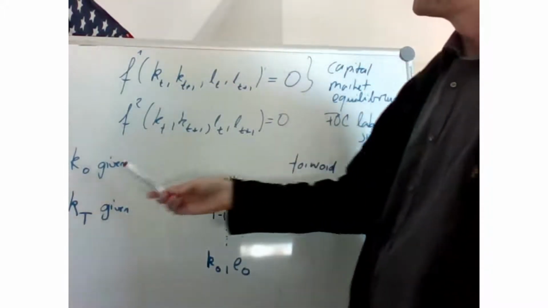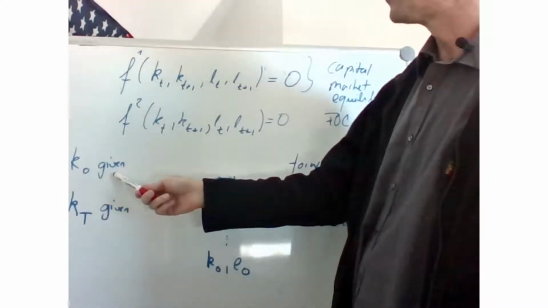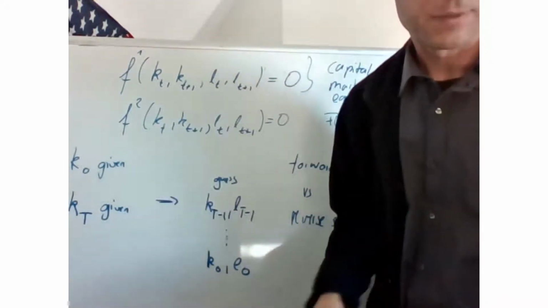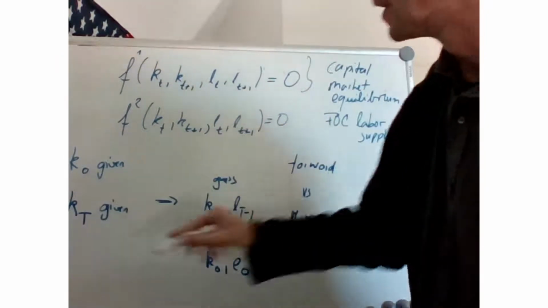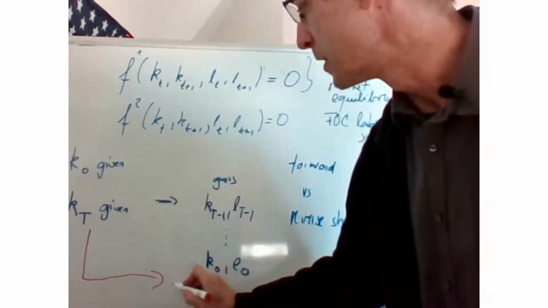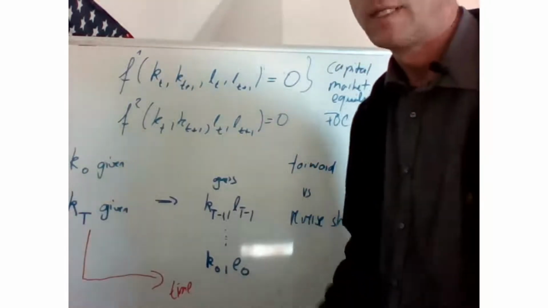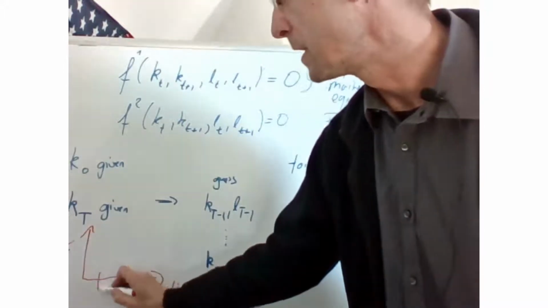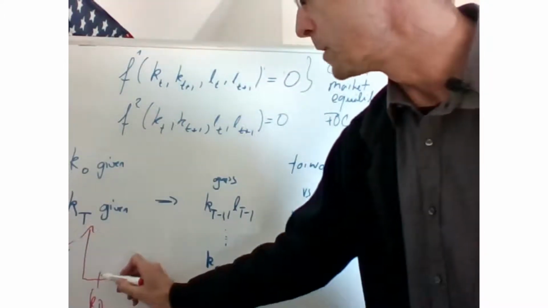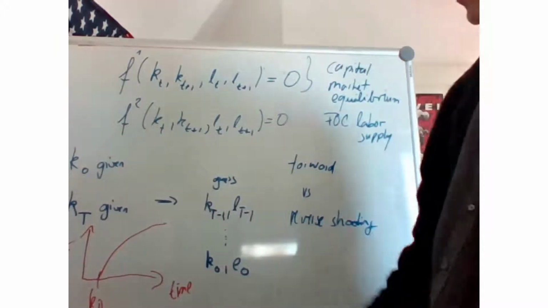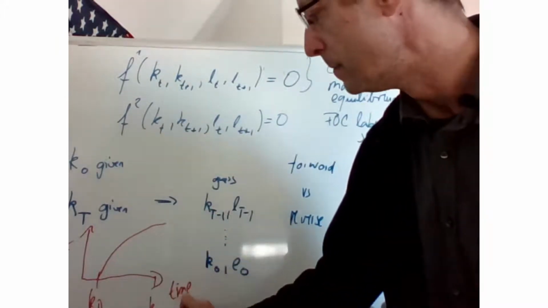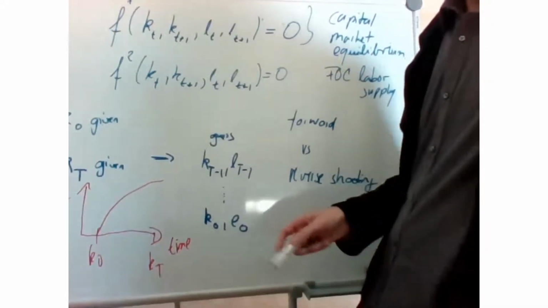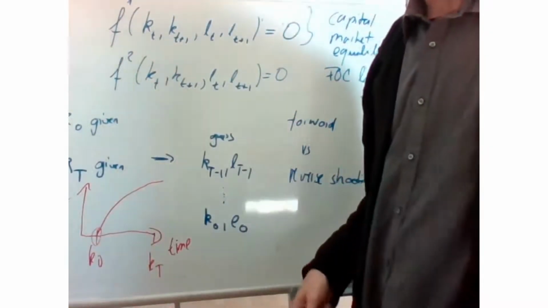Let's say we have a given initial capital stock and we want to solve this problem over a time horizon. So let's assume we want to have time here and we have the capital stock here. We have given K0 and we want to, let's say, compute the transition to KT, to the final steady state. Well, this problem is far from trivial.